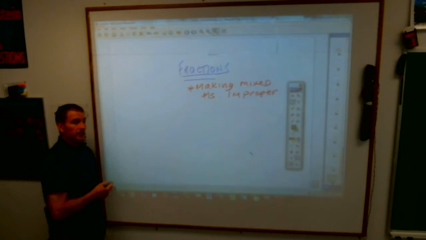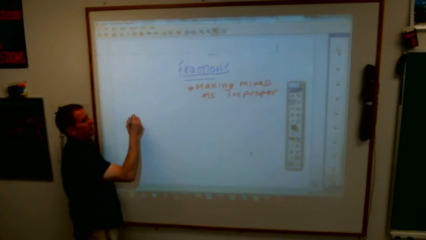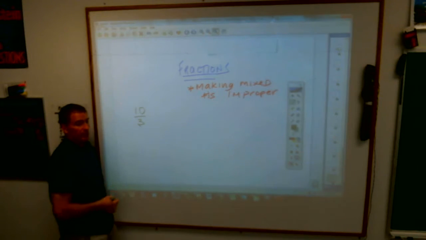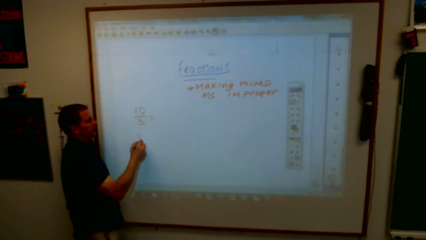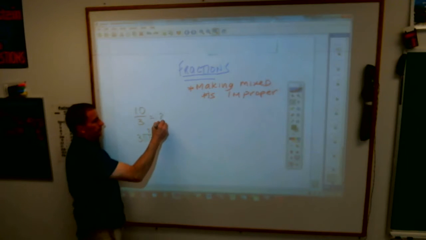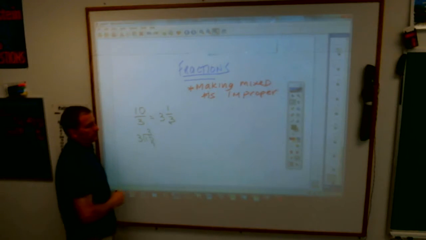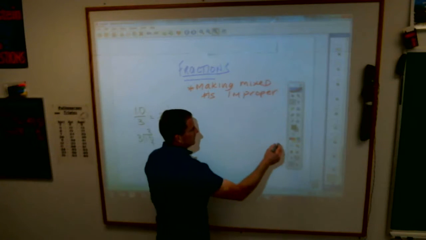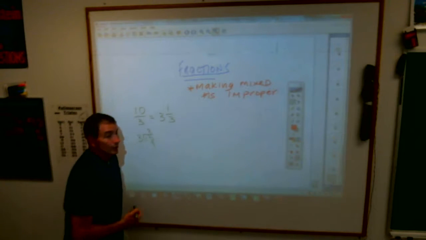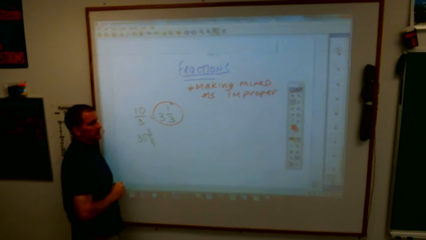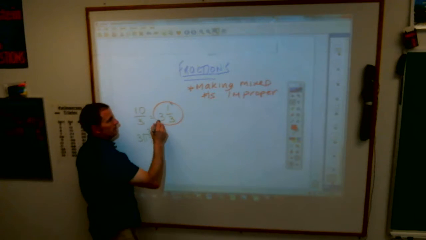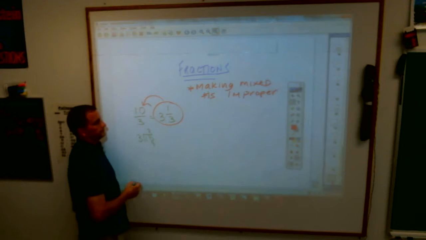Alright, what we've done is this. Remember we said before that you can't have 10 over 3, that's an improper fraction, we don't want it, and how do you fix that? You make it a mixed number. You divide 3 into 10, and that ends up being 3 1/3. Well, there are some times when we need fractions to be improper, so today we're doing the reverse of that. We are going to start with a mixed number, and we're going to make it improper.